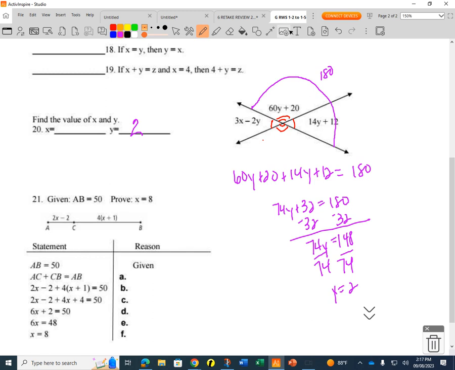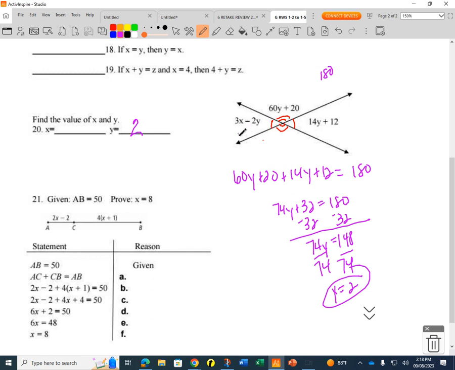So back up here, let me get out some of this clutter. So here we said these two lines create two pairs of vertical angles. So this angle and this angle, vertical angles, they're congruent. So I can set their expressions equal to one another, but this one has an xy and this one has a y. Now I know what y is though, so now I can plug in for y.